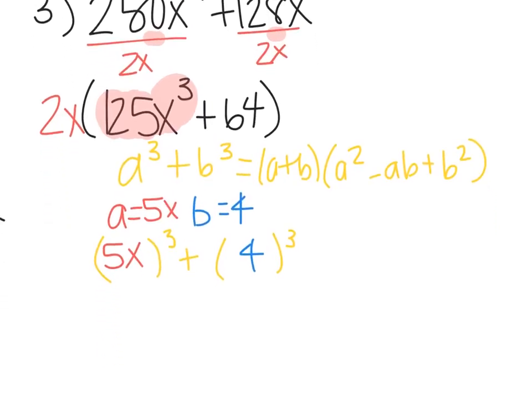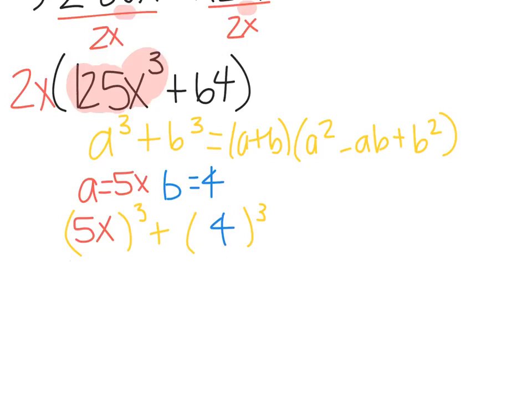And all I have to do is go and plug them into my formulas. Again, every time I see an a, I am plugging in 5x. And every time I see a b, I am plugging in 4. So starting off, we have a plus b, that's easy, 5x plus 4.